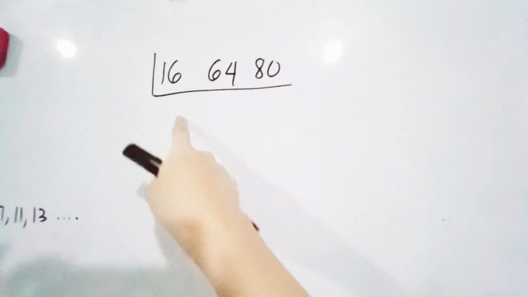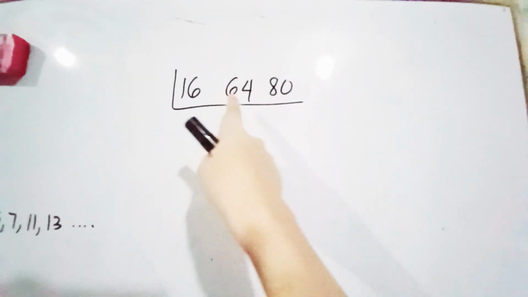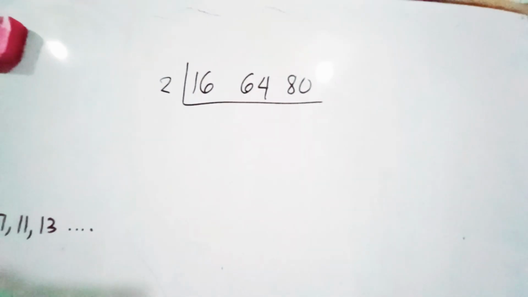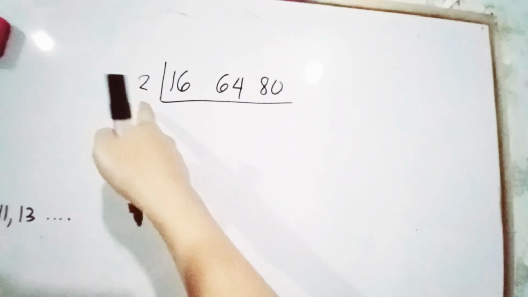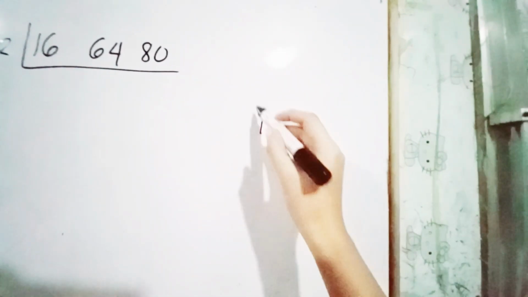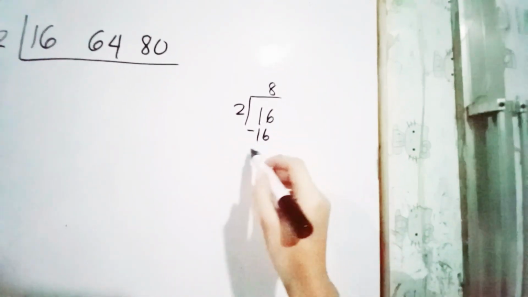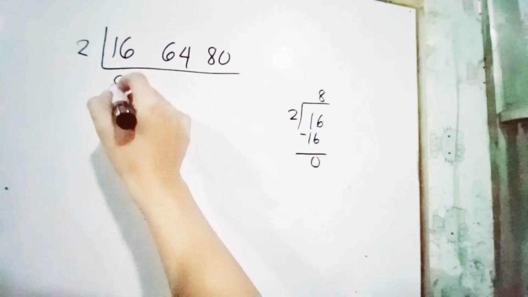Let us try this example. Still 16, 64, and 80, they are even numbers, so we will use the divisor 2. 16 divided by 2, let's solve. 16 divided by 2 is 8. 8 times 2 is 16. 16 minus 16 is 0, so it's 8.